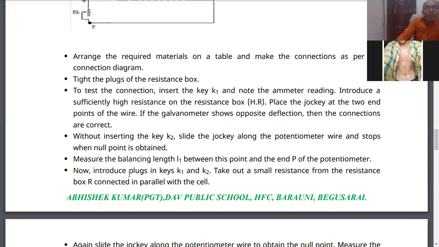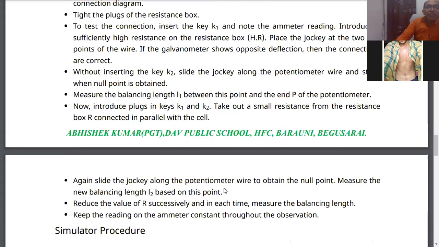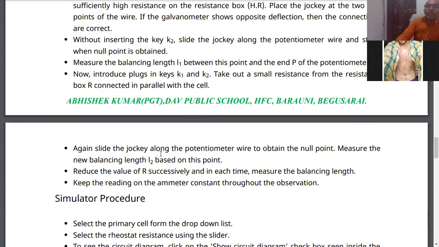And now introduce the plug keys K1 and K2. In the next part, we press the two keys simultaneously and then take out a small resistance from the resistance box connected in parallel, which acts as a shunt resistance, and then follow the same procedure. Again, slide the jockey key along the potentiometer wire to obtain the null point and measure the new balancing length L2 based on these points.